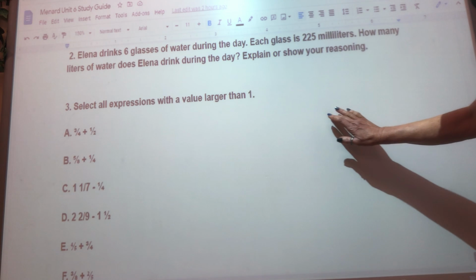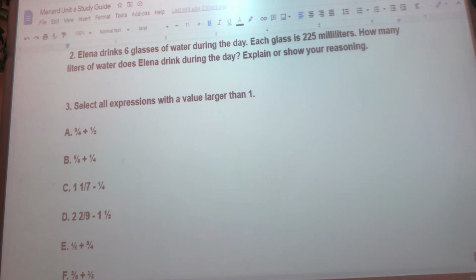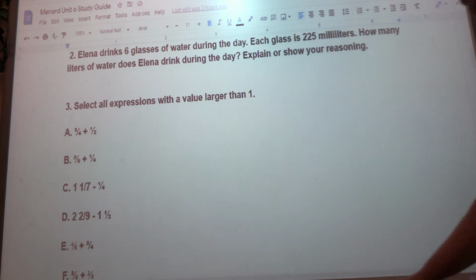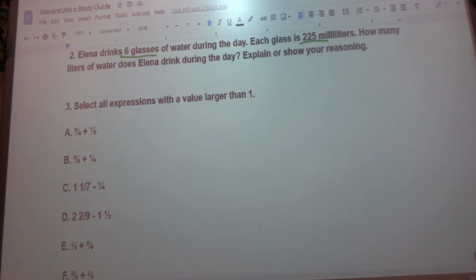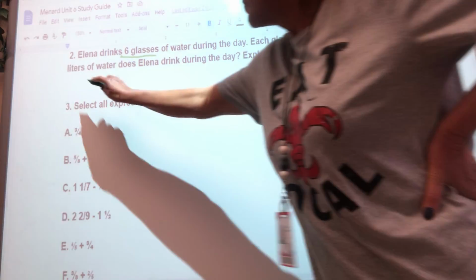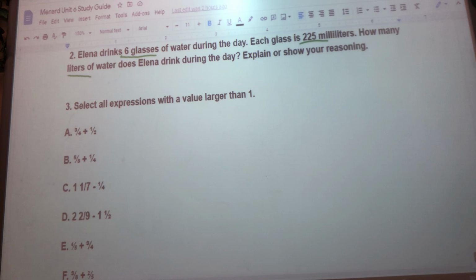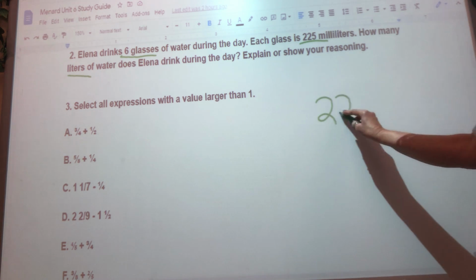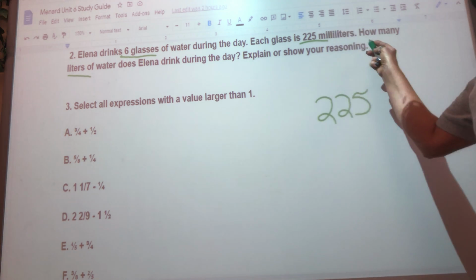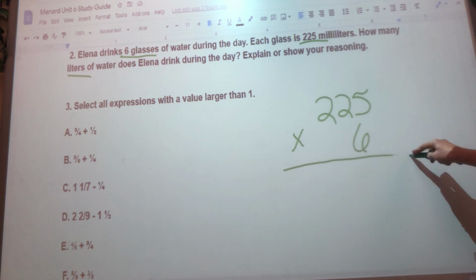Number 2, Elena drinks 6 glasses of water during the day. Each glass is 225 milliliters. How many liters of water does Elena drink during the day? The first thing I need to do is just see how many milliliters it is. And I would do that by multiplying 225 milliliters times 6 glasses.